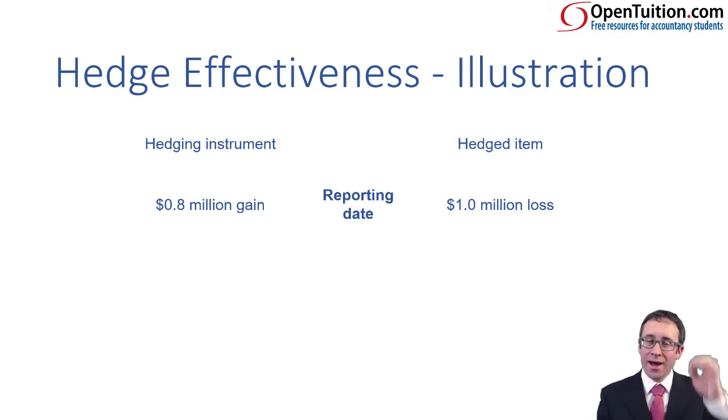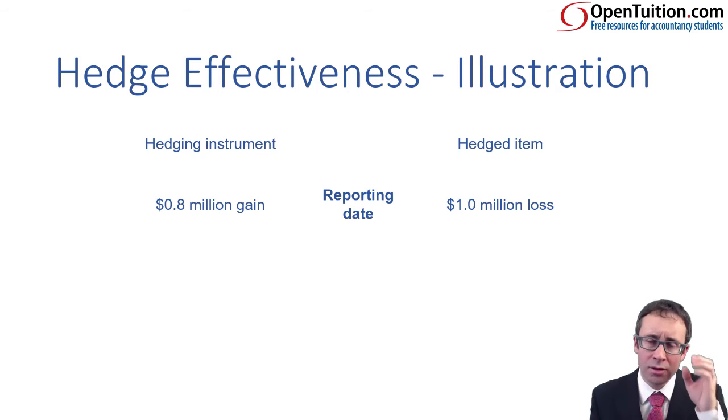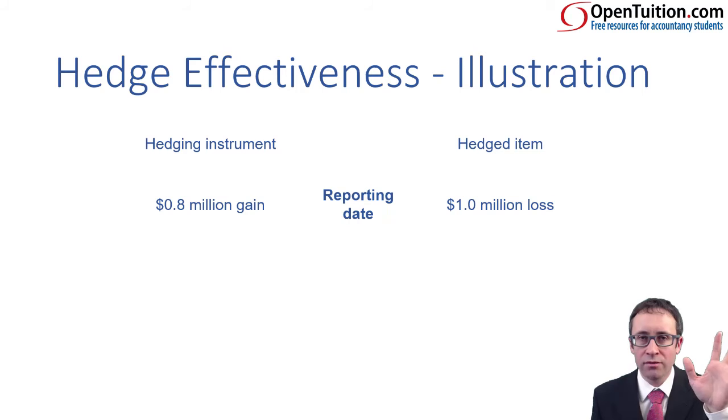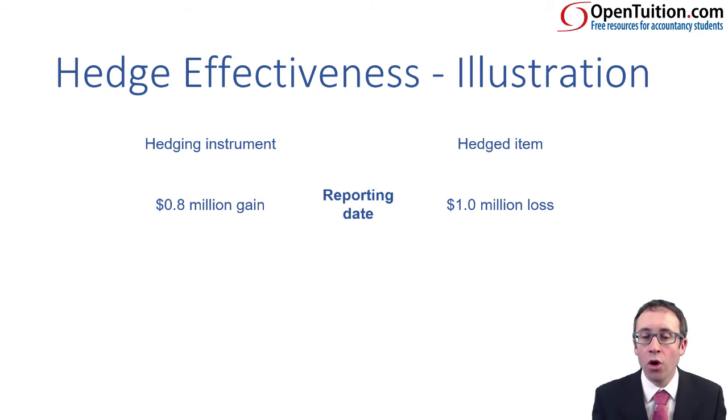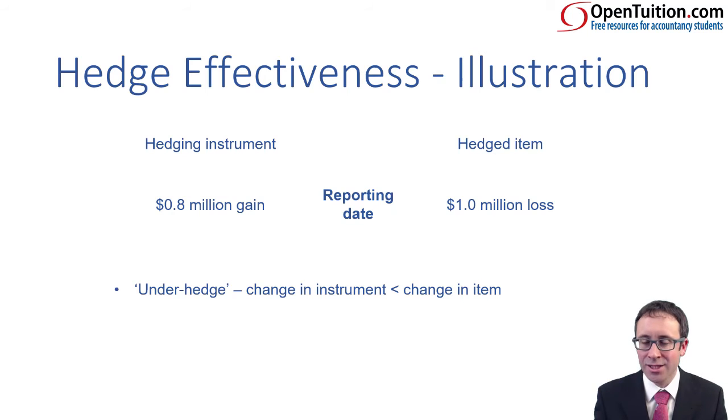What happens there now if the gain on the instrument is lower than the loss on the item? Again, don't worry where the numbers come from. There they are, just up there. What you can see here is that here's the item and there's the loss. Here's the gain, which is less than the loss on the item, isn't it? So you have an under hedge. The change in the value of the instrument is less than the change in the item, isn't it?